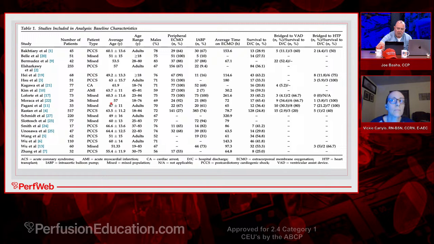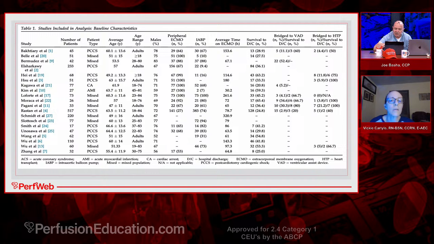What I thought was very interesting was the age range, and I can see some really aggressive institutions here. The 75, that's getting close, but 83, 84, 80 years old. Those are some 81. Those are some pretty old patients, 76. In a lot of places, that is a contraindication when they're that old for VA ECMO, especially for post-cardiotomy circulatory shock. Post-cardiotomy, cardiogenic shock.